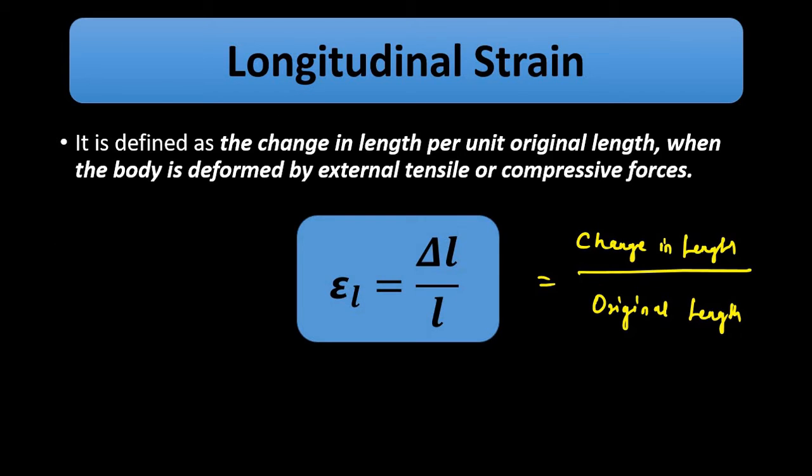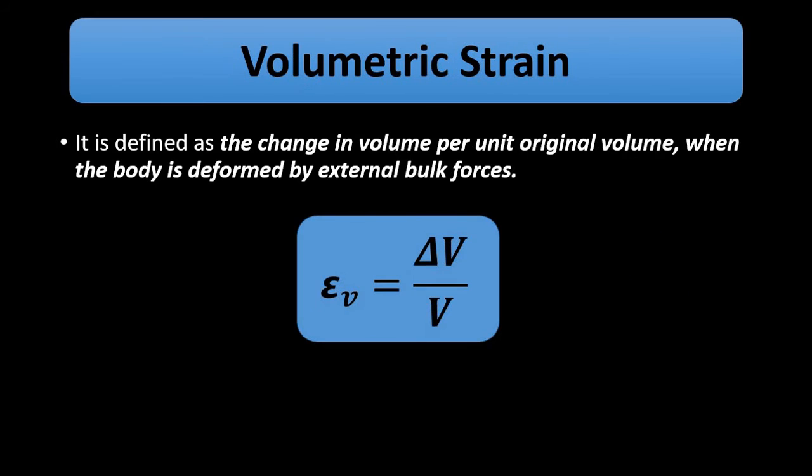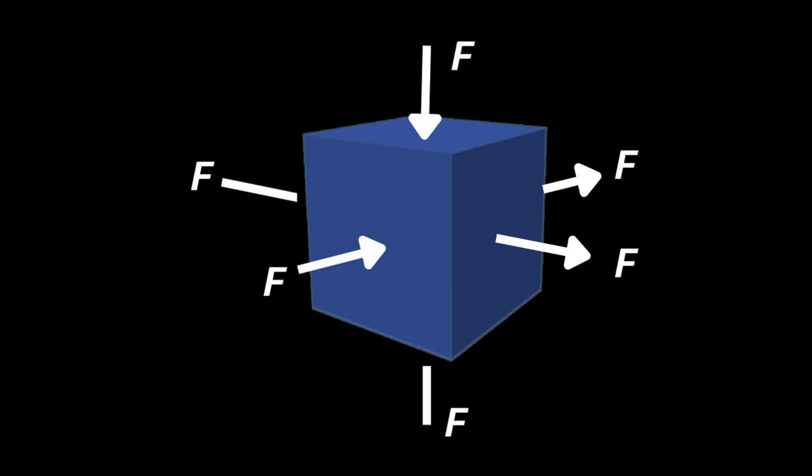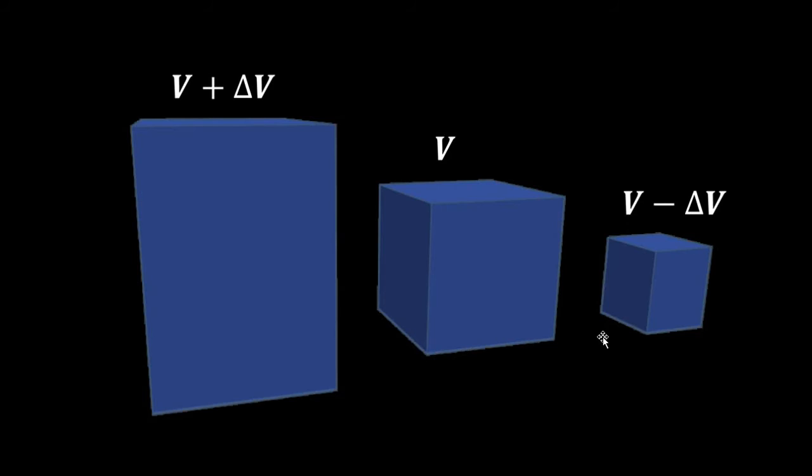Then we have volumetric strain, which basically occurs in case of bulk or volume stress. So this leads to either increase or decrease in volume. Volume can either increase or decrease. So here the increase in volume is expressed as plus delta V, and the decrease is expressed as minus delta V. This is the original volume. This is the increase, and this is the decrease in volume.